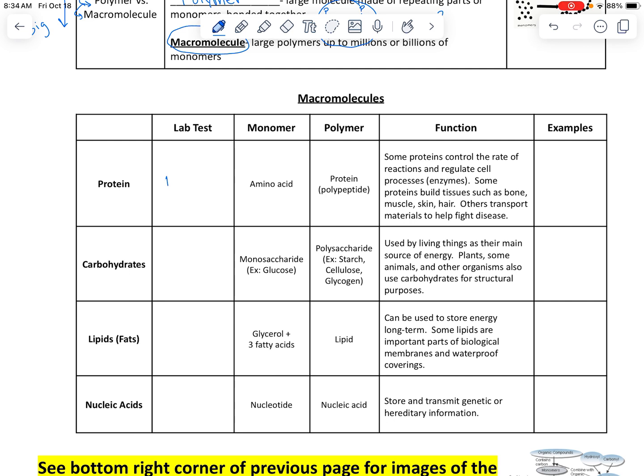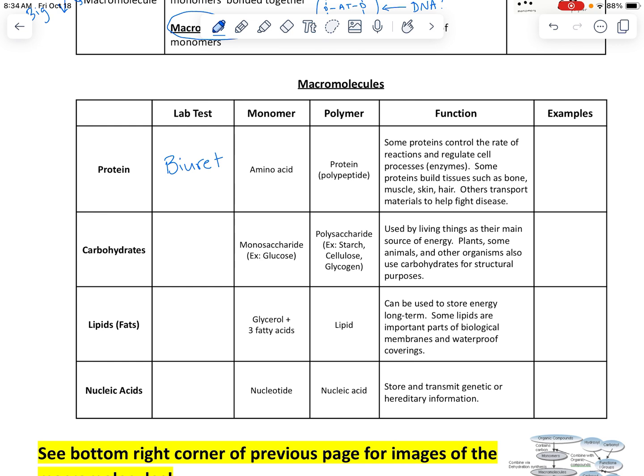For protein, we use something called biuret solution. Now, biuret is blue when it's neutral, when there's no protein. I don't know if I should do that here. I'm actually going to leave that till later, just because there's not a lot of space here, and I don't want this to get really messed up. So biuret is the lab test. I'll just say it verbally, but when we do the lab on Tuesday, it'll have all of this stuff for you. So biuret is blue when there's no protein. It turns purple, more like a violet, when there is protein present.